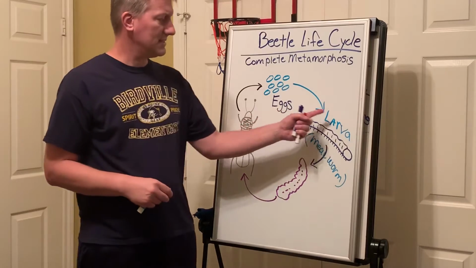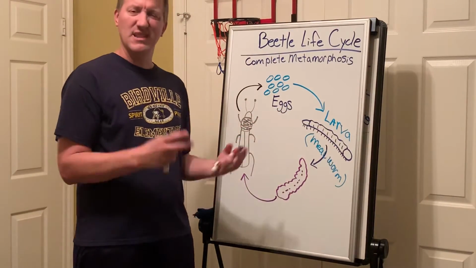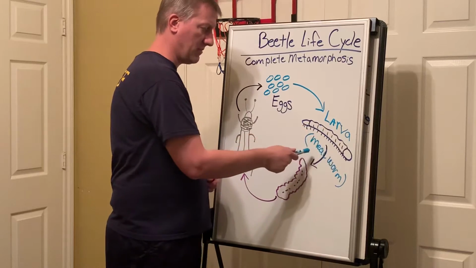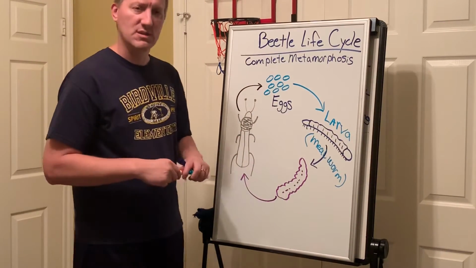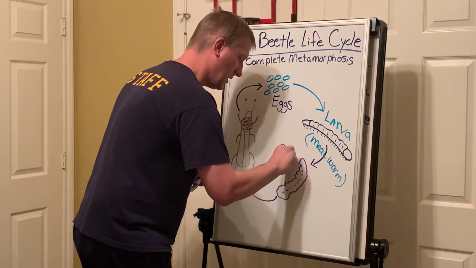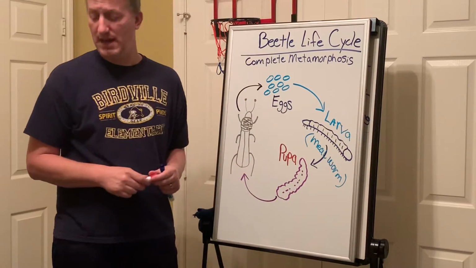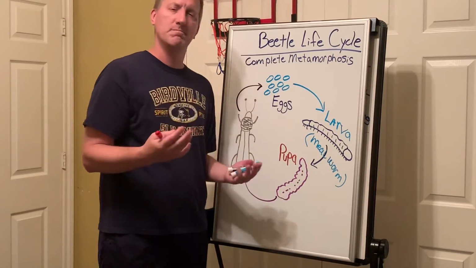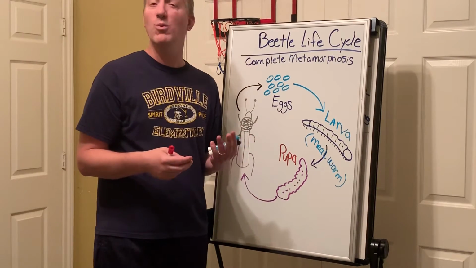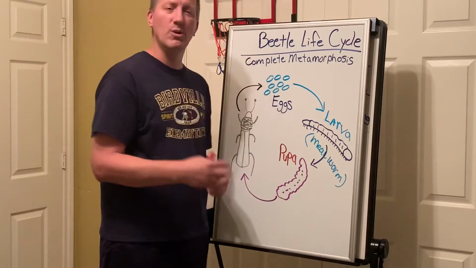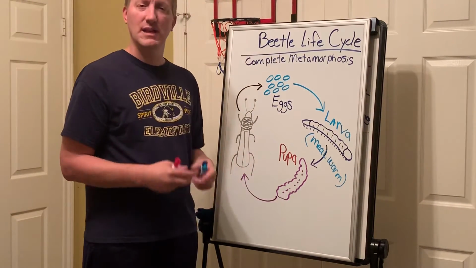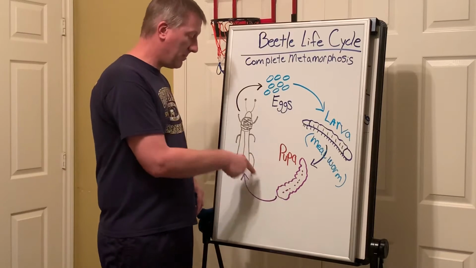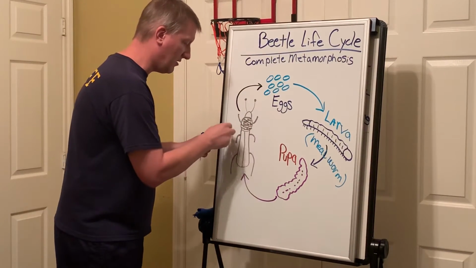So you go from eggs to larva or mealworm, and it looks like a long worm type of creature. Then from the larva or mealworm, it turns into something we call a pupa. It's pronounced pupa. The common term for it would be a cocoon. It goes into a cocoon or chrysalis, and that is called a pupa. And then from the pupa, it moves to an adult beetle.